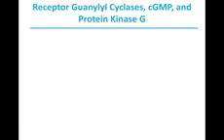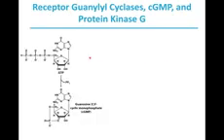Receptor guanylyl cyclases are receptor enzymes that, when activated, convert GTP to cyclic GMP, or guanosine 3',5'-cyclic monophosphate. Many of the actions of this secondary messenger cGMP in animals are mediated by cGMP-dependent protein kinase, also called protein kinase G. Now, on activation by cGMP, protein kinase G phosphorylates serine and threonine in target proteins.